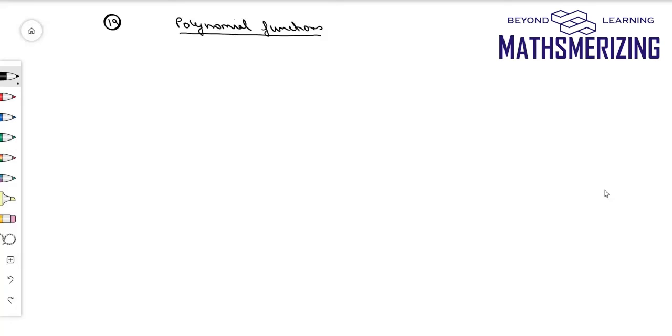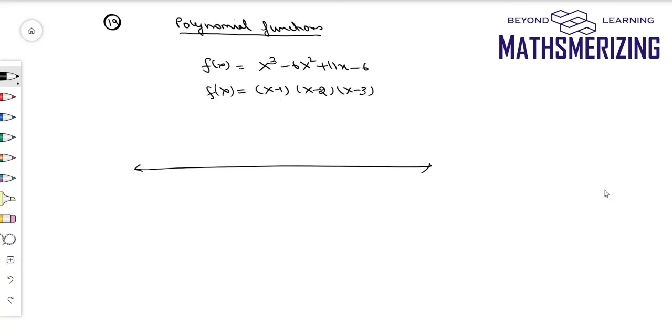So there are certain things which we can do in a polynomial function. Say for example, the function is given as x cubed minus 6x squared plus 11x minus 6. So if I factorize it, I'll get f(x) as (x minus 1)(x minus 2)(x minus 3). So that's my function f(x). So I'll draw a number line. So I'll draw x-axis and y-axis. And I'll mark these roots. So the roots are 1, 2 and then 3. So I'll mark these 3 roots on a number line.